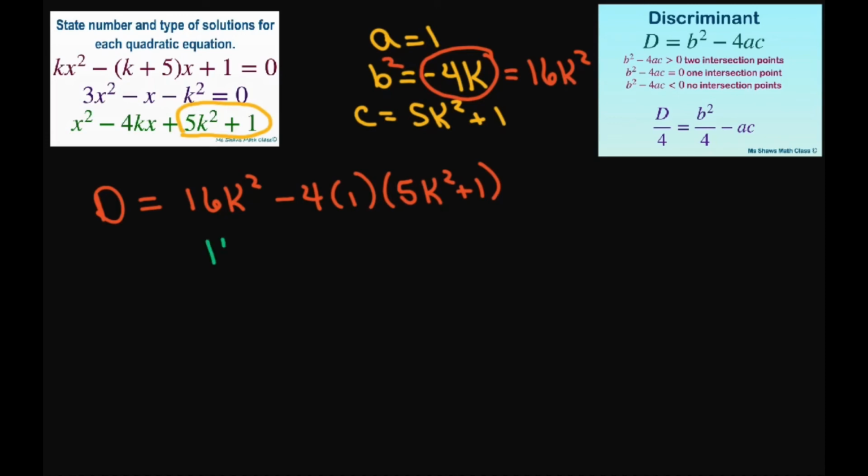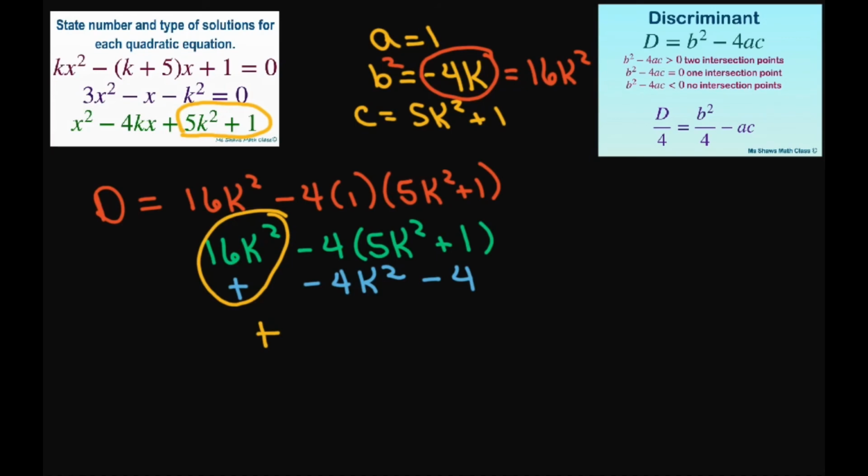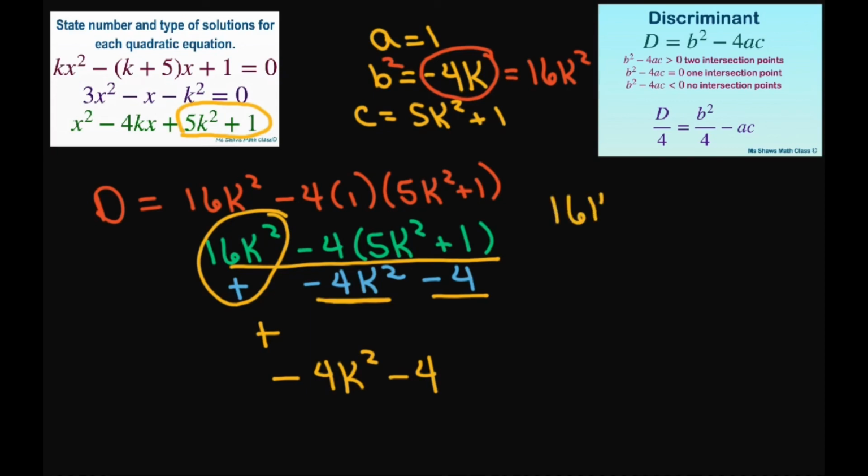Therefore, we're going to get 16k squared minus 4 times (5k squared plus 1). Basically looking at this, the first part is going to be positive. And then we have minus 4k squared minus 4. So if I rewrite this, I can write this as negative 4k squared minus 4. If I expand this whole thing, 16k squared minus 20k squared minus 4, that gives me this.